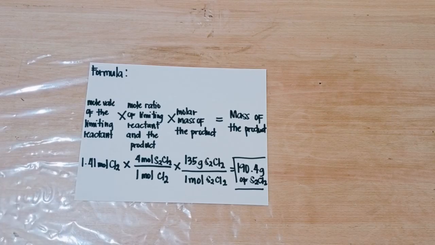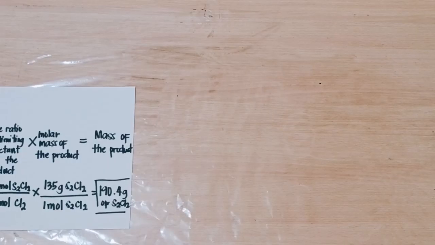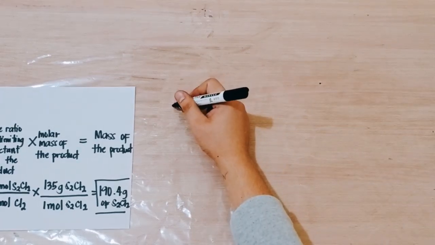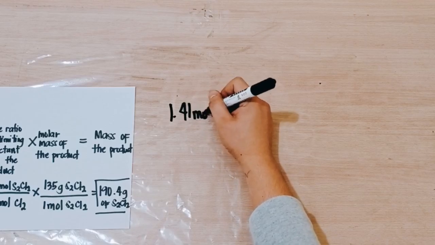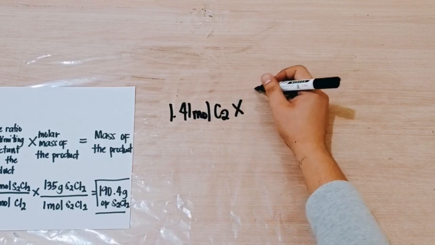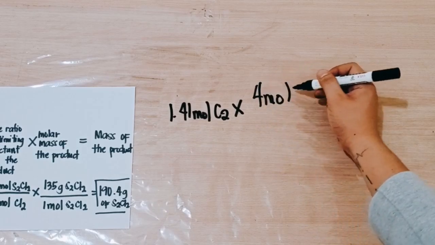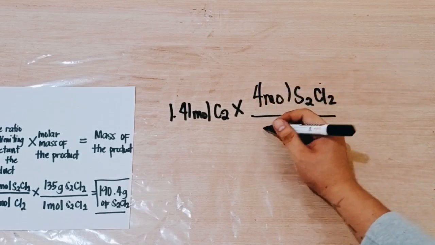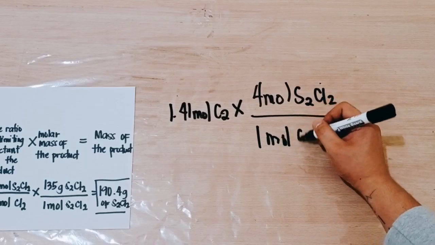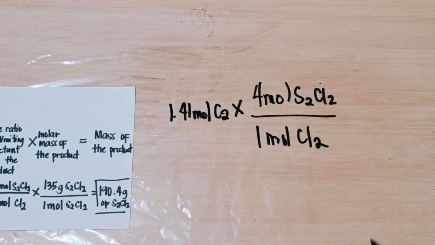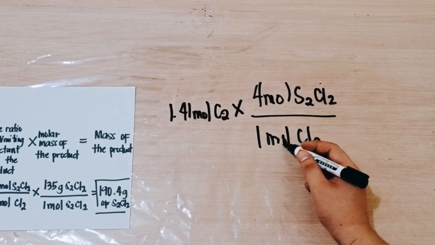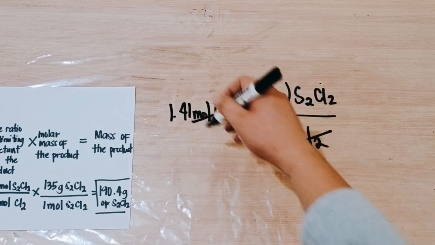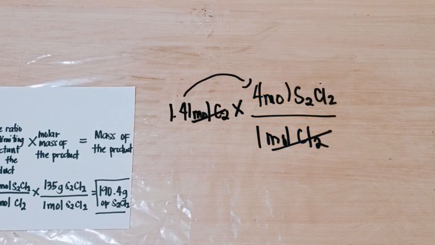So, isa-isayin natin para alam nyo computein. So now, try natin i-calculate. Lagay natin 1.41 mole of chlorine times 4 mole of disulfur dichloride over 1 mole of chlorine. Now, i-cross out mo muna yung magkaparehas na unit. We have mole of chlorine and mole of chlorine. Now, after that, i-times mo ngayon siya dito. 1.41 times 4 moles of dichloride.